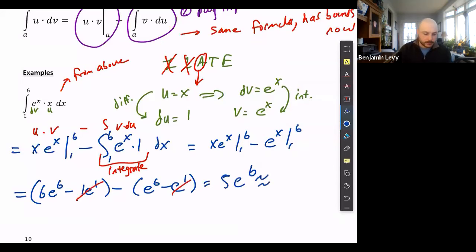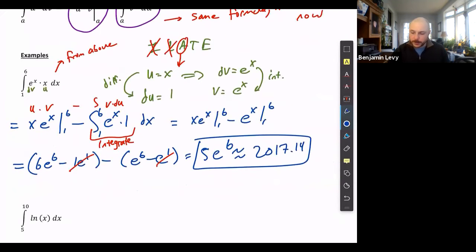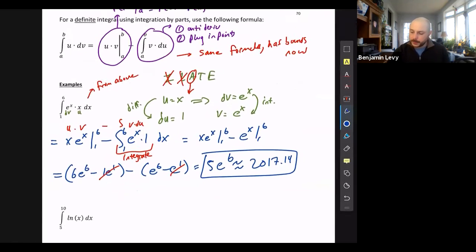If you're curious, this is approximately 2017. I looked at that in a calculator earlier. Make that a little more legible, just to be totally clear about what we did there. Where do I have some room?